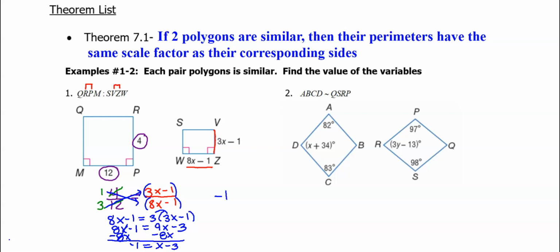Let me write it over here so we have more room. Add the 3 over so we can get x by itself. And I get 2 equals x. So that was what I needed to solve. I'm going to rewrite it so x is written first.